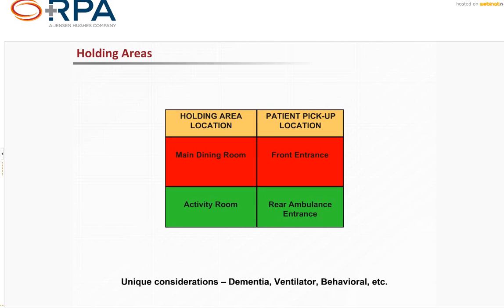And then identifying an appropriate pickup location from that holding area within the building, and whether vehicular access can be gained from that entrance. So a main dining room may be a great large open area to use as a holding area. However, if it's buried within the building and there's no direct access to get to vehicles, it may not be the best holding area when it comes time for evacuating people out.